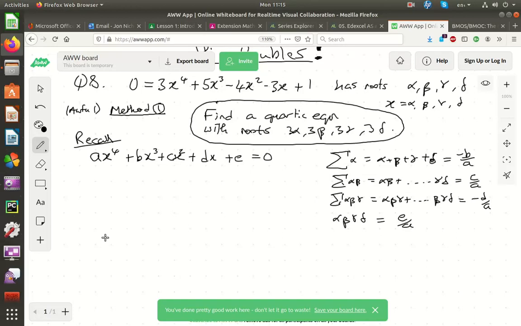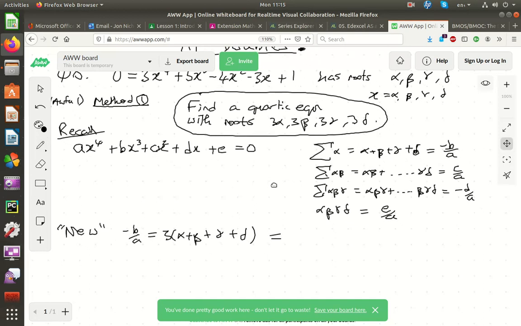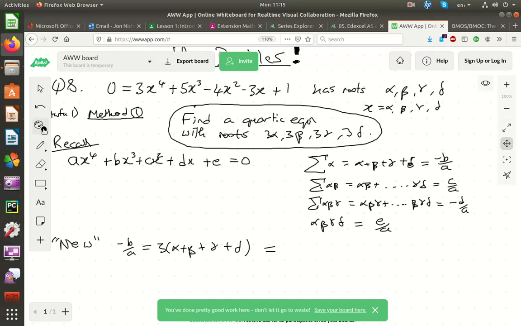It just makes it easier to see the difference between the old equation and the new equation. So what we're going to say is that the new minus b over a is going to equal the sum of all those roots. So that's going to be 3 times alpha plus beta plus gamma plus delta. But we already know what alpha plus beta plus gamma plus delta is for the old one. What was minus b over a before? Well, it was minus 5 over 3. So this is actually equal to minus 5/3. So I can say this is going to be 3 times minus 5/3, and so my new minus b over a is minus 5.